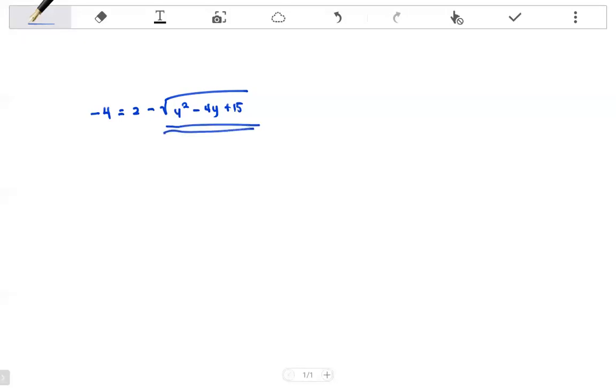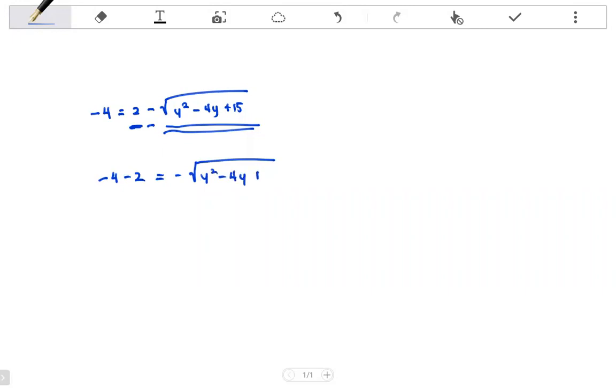We want this on its own, so that when we raise it to the power of 2, the radical disappears, right? So how do we do that? Well, what's interfering with it? The 2 and the negative once again. Just so it's simple, I'll also say the negative. So to get rid of the 2, let's move it to the other side: -4 minus 2 is how we do that.